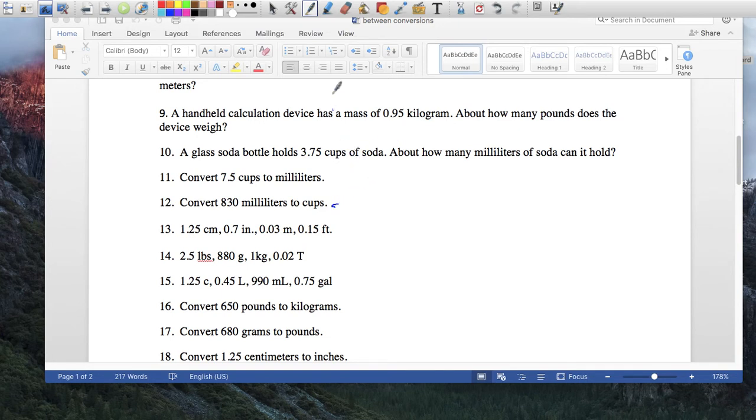So 10 is a good question. A glass soda bottle holds 3.75 cups of soda. How many milliliters is that? So we're going to go from cups to milliliters. But if you look at the chart, there's nothing there that says cups. It says actually gallons, quarts, and ounces. So you're going to have to change this to ounces. Fluid ounces, I'm sorry. All right, so 1 cup has 8 fluid ounces.